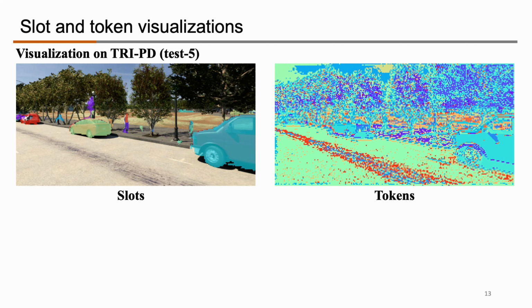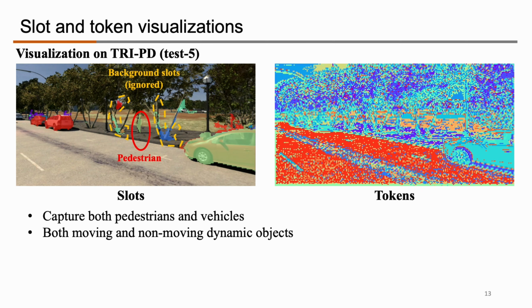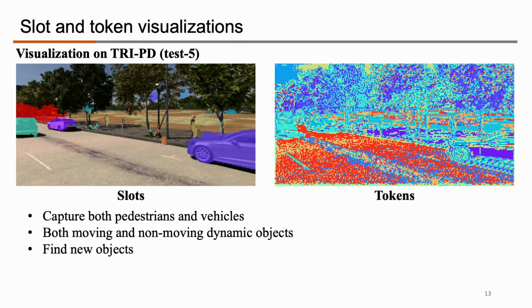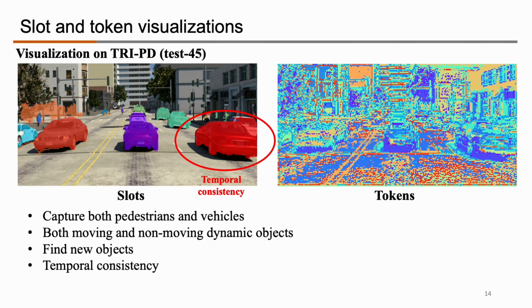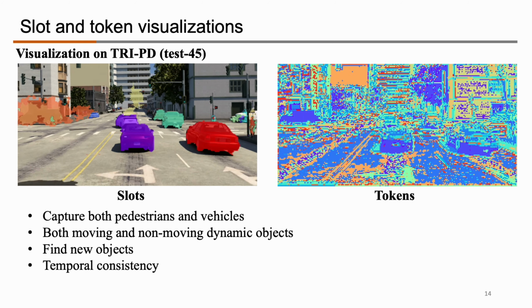Next, we show the experimental evaluations of our method. Here, we show two visualizations on the test set of the realistic synthetic TI-PD benchmark. Our slot representation can capture most of the dynamic objects, including pedestrians and vehicles, no matter whether the object is moving or static. We are also able to find a new object when it moves into the frame. Our model also has a good temporal consistency by always tracking the same object with the same slot.